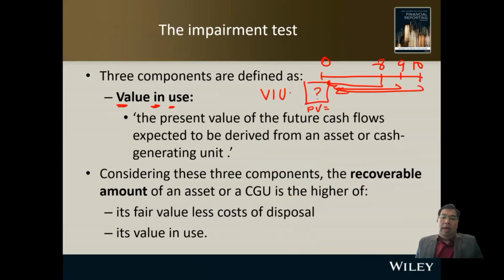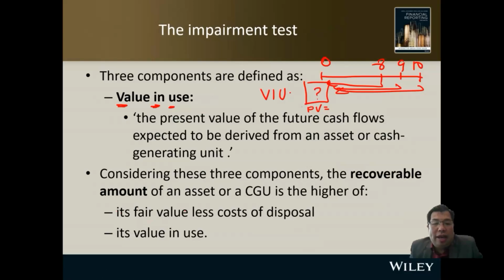Okay. Considering these three components, the recoverable amount of an asset or CGU, cash generating unit. What is CGU? A collection of assets that work as a unit. For example, if you have airplanes, what are the assets involved? Number one might be the engines, maybe the cockpit, maybe the body, maybe the furniture, maybe the fittings. So it acts as one unit.